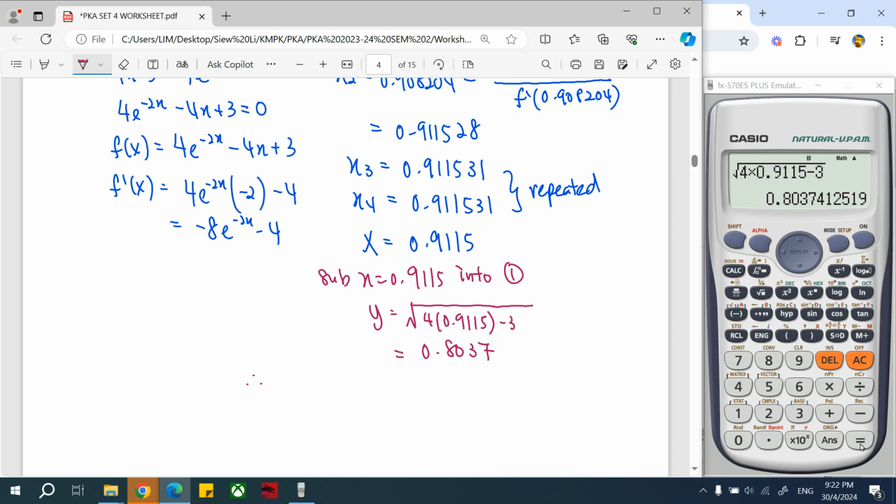Finally, we put the values in point form. So this coordinate is 0.9115, then comma, 0.8037.